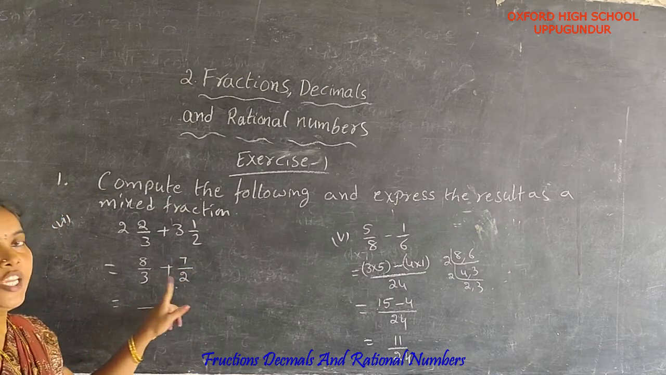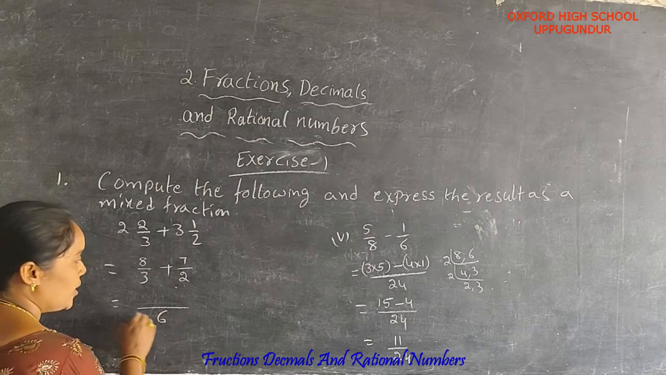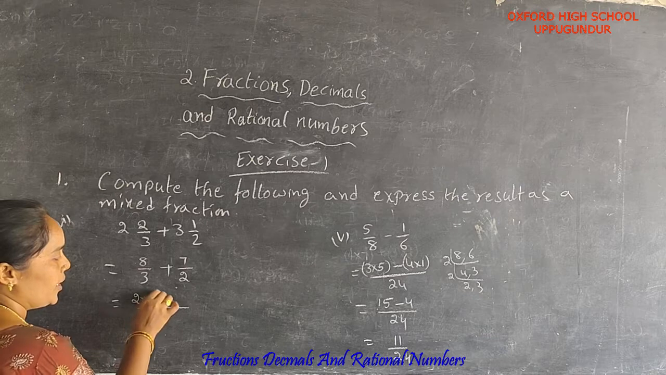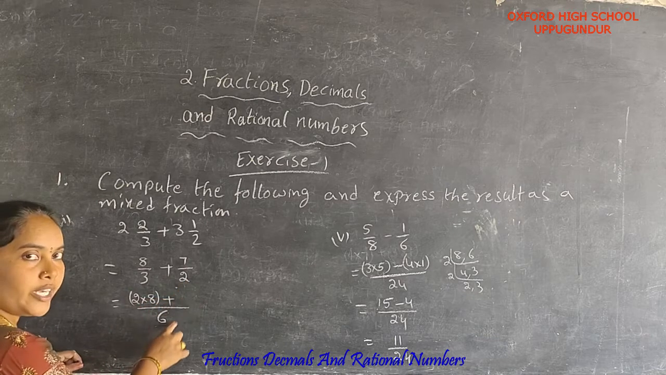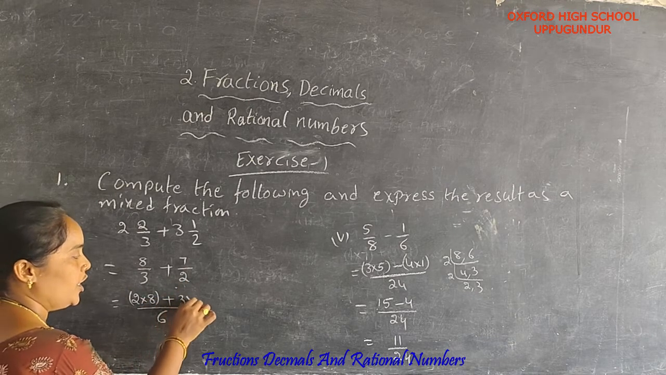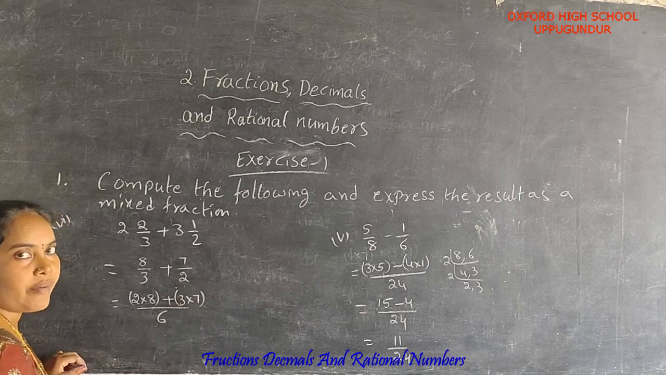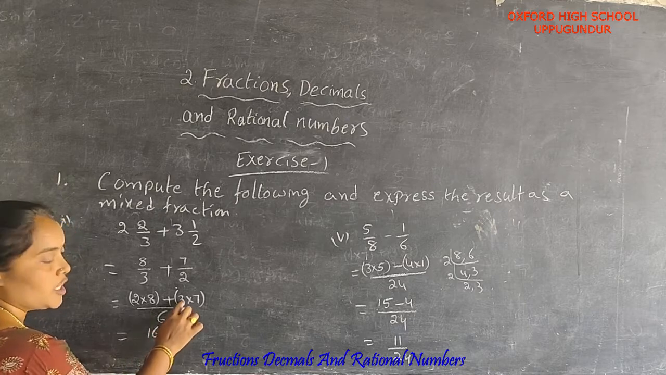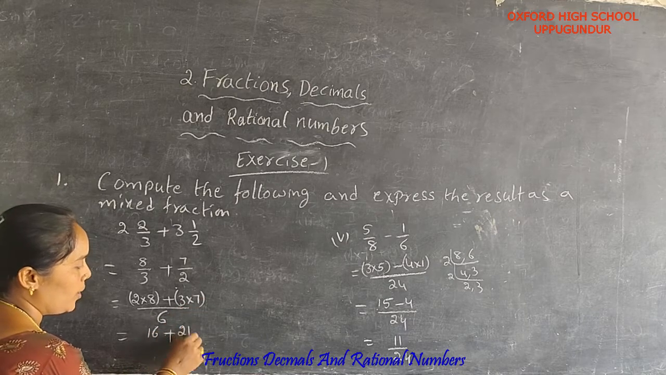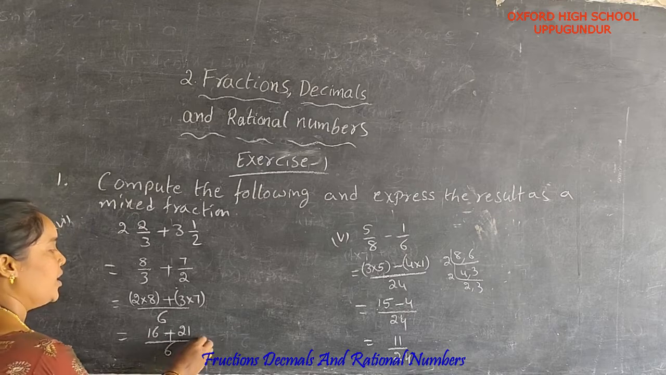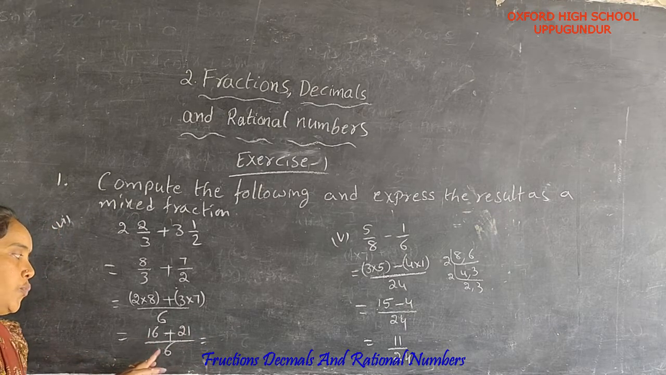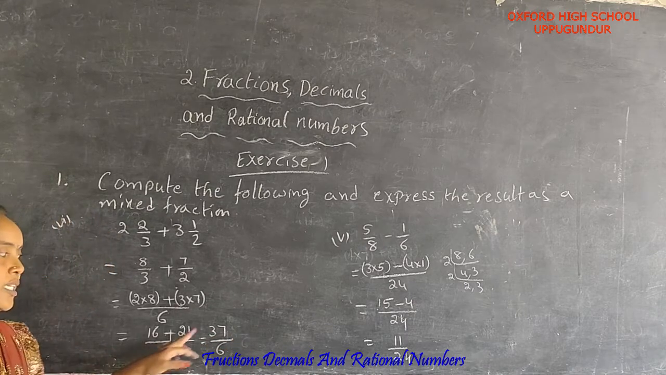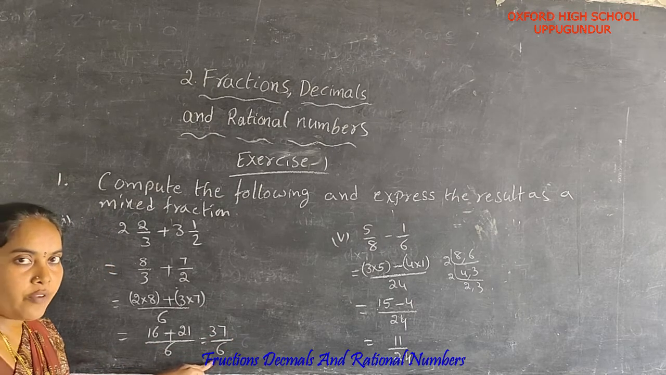Next, as usual, the LCM of 3 and 2 is 6. 3 goes into 6 how many times? 2 times. 2 into the numerator 8. 2 goes into 6 how many times? 3 times. 3 into the numerator 7. 2 eights are 16 plus 3 sevens are 21, over 6, equal to 16 plus 21, 37 by 6.